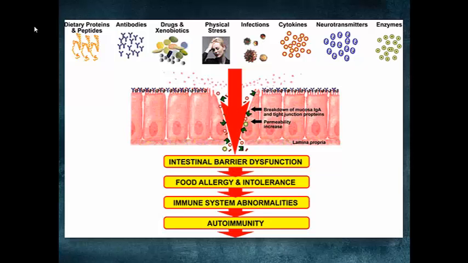The second thing we mentioned at the start of the video was leaky gut. In this diagram you'll see the gut lining, made up of these individual cells. The top of the diagram indicates what we may be exposed to inside the gut, and then those materials can get transported down into our bloodstream, which causes the problem.